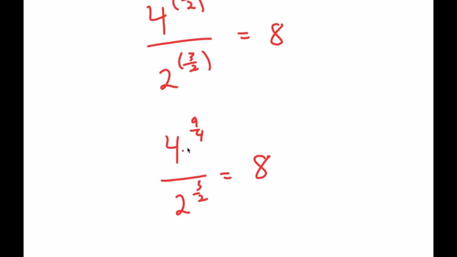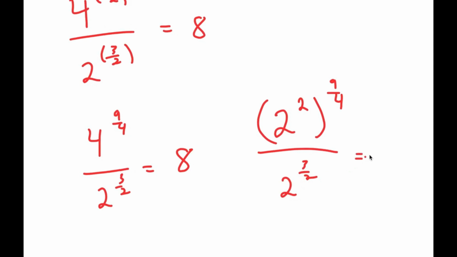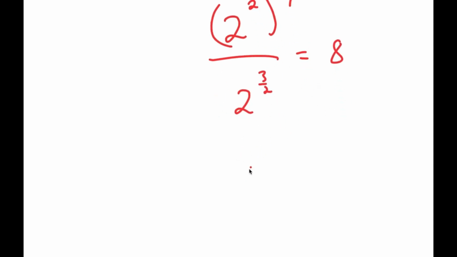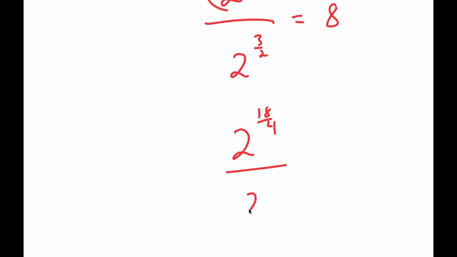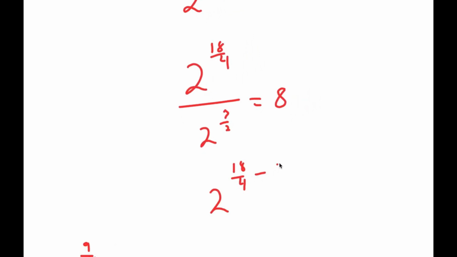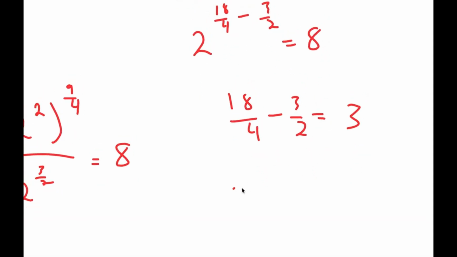So what I'm going to do is I'm going to rewrite this as 2 squared to the power of 9 over 4 over 2 to the power of 3 over 2. So now, let me rewrite this over here. 2 times 9 over 4 is 18 over 4, so I get 2 to the power of 18 over 4 over 2 to the power of 3 over 2 is equal to 8. So now I get 2 to the power of 18 over 4 minus 3 over 2 is equal to 8. 18 over 4 minus 3 over 2 is equal to 3. So I get 2 to the power of 3 is equal to 8, and 8 is equal to 8. So this is right.